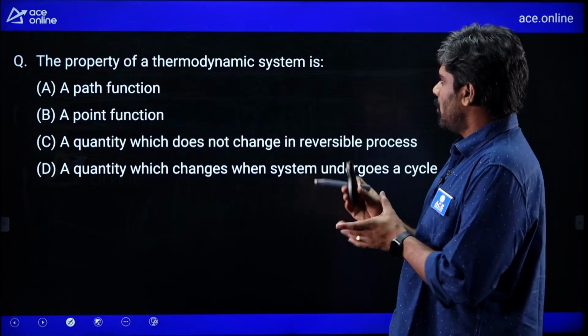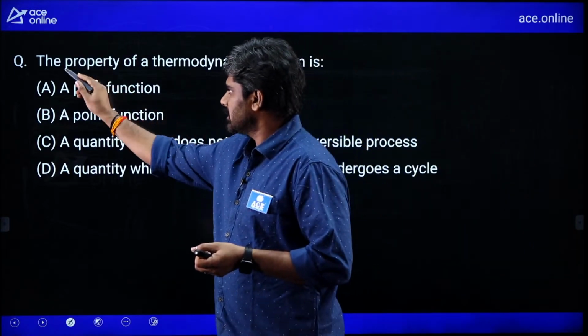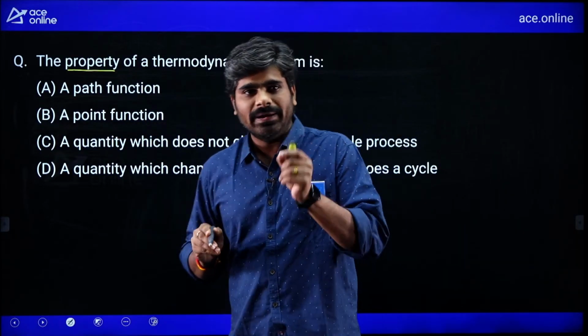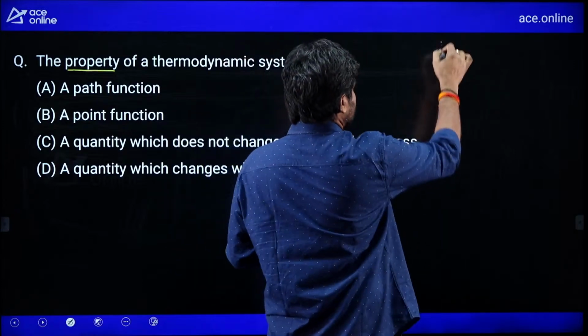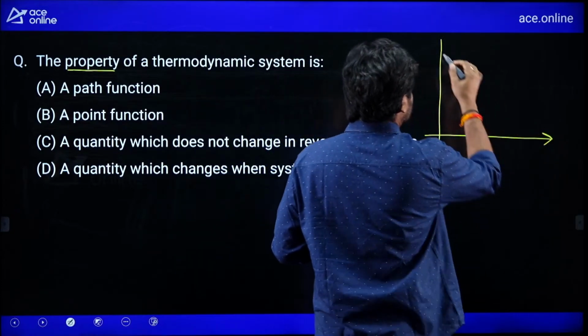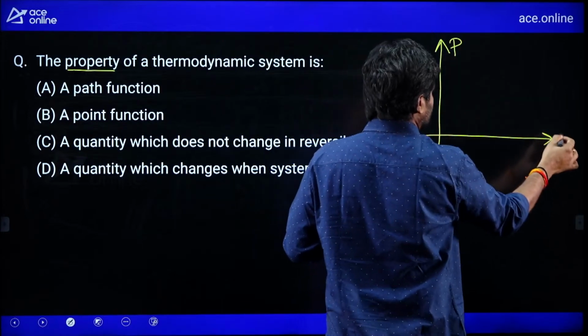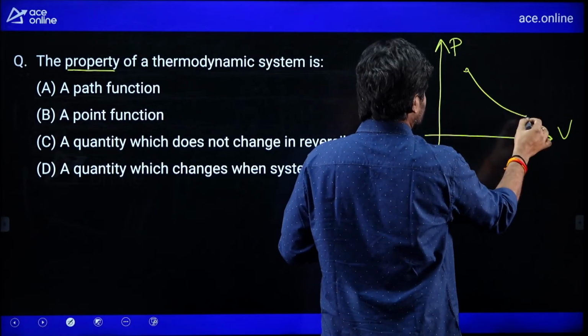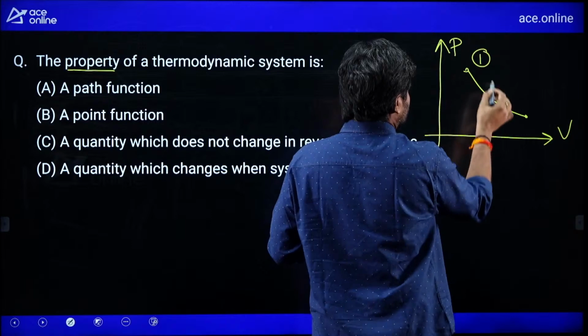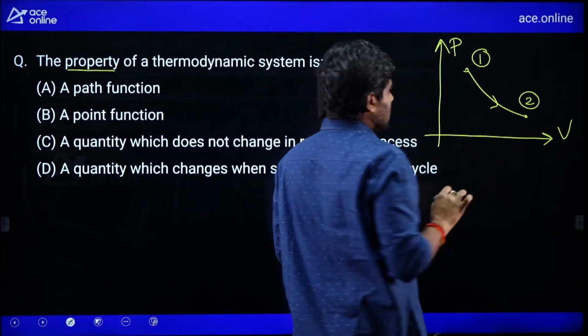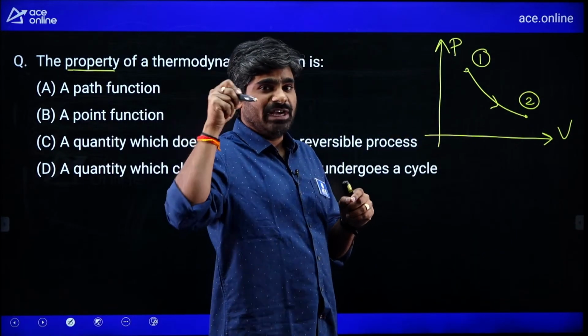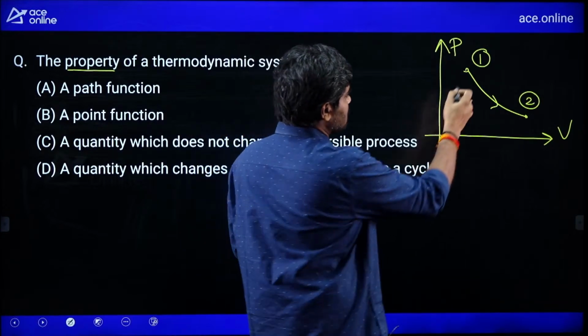Next, the property of a thermodynamic system. He is asking about property. Properties are point functions. Let us take a PV diagram. Let us say this is point 1, this is point 2. In thermodynamics, properties are point functions. Why point functions? Because they depend on the point.